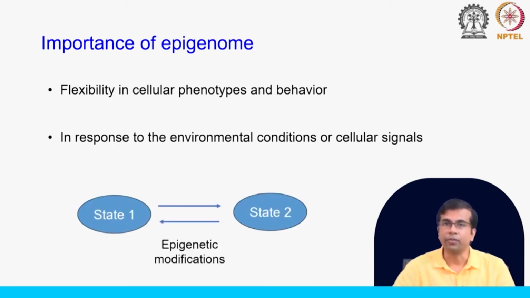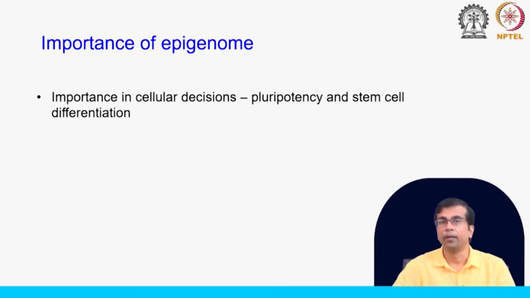Just to illustrate this with a figure, you can have a cell that can exist in two states, and this can be driven by epigenetic modification. So, you can have state 1, state 2, this is reversible, and this is driven mostly by epigenetic modification. This gives the cell this flexibility. Now, this flexibility has very important implications throughout different processes in biological systems. This flexibility is important in cellular decisions.